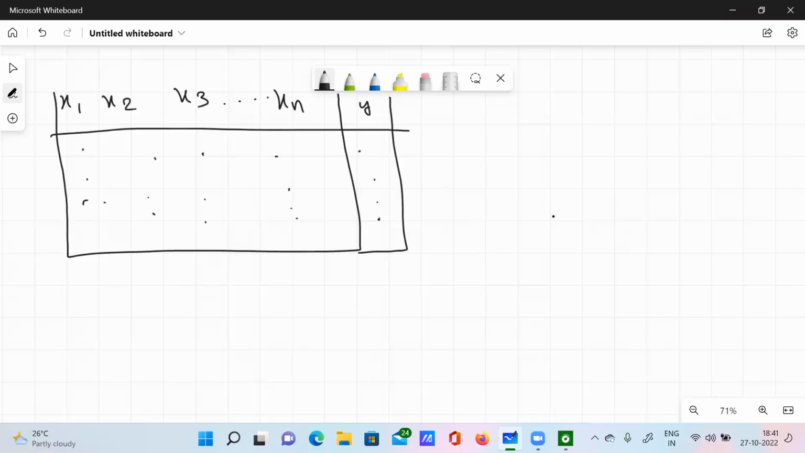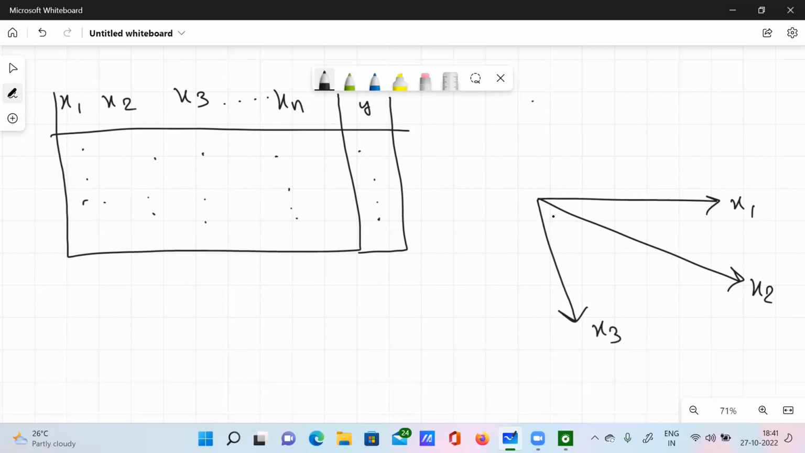So when you plot this on a particular plot, what happens? This would be the x1, right? This would be the x2, right? This would be the x3, and so on. Okay, so this would be the y value here.